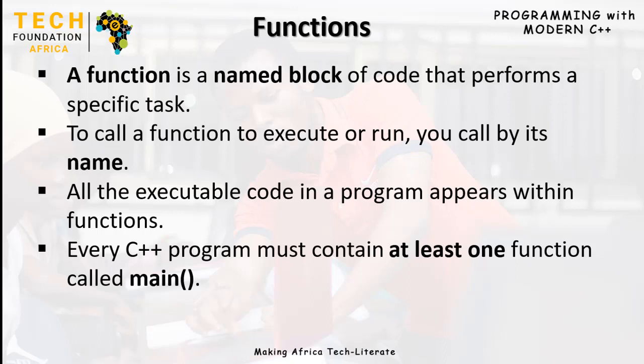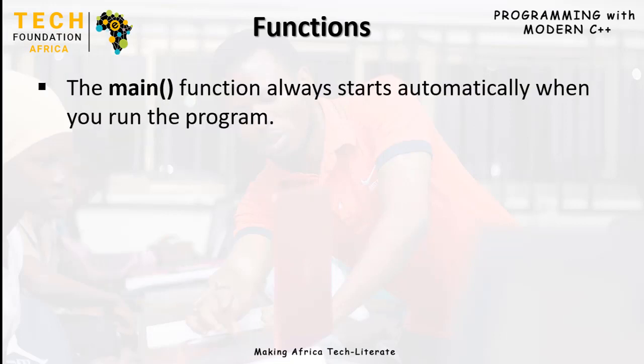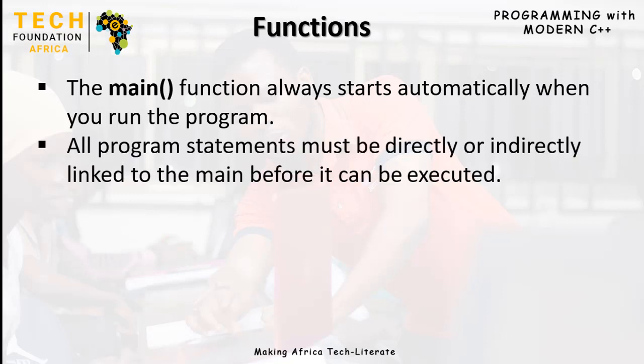Okay, so this function, no matter how simple your program is, every C++ program should contain this function. The main function always starts automatically when you run the program. Any program statement that must be executed has to be either directly or indirectly linked to the main before it can be executed. This means that if there is any executable statement in your source code that is not directly or indirectly linked to the main function, it will not be executed.